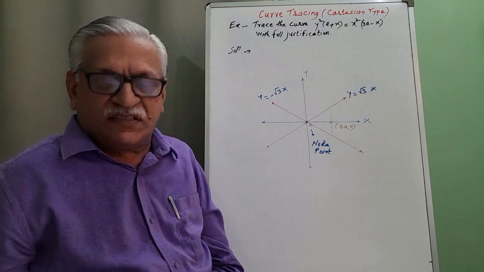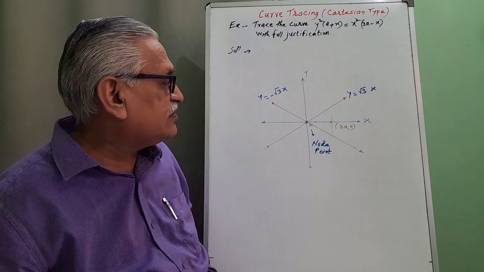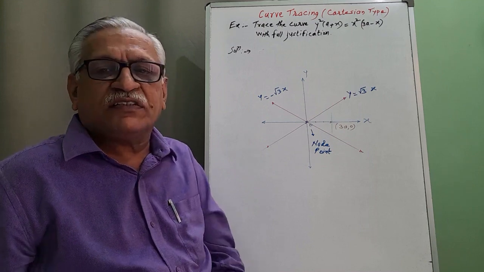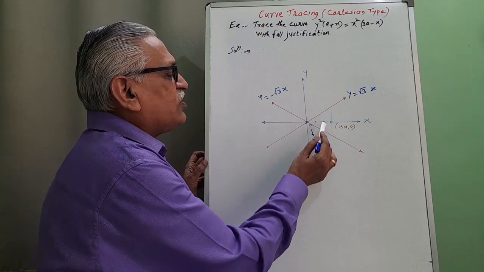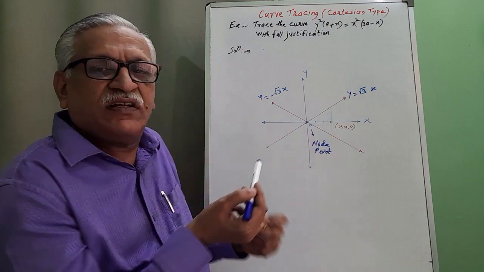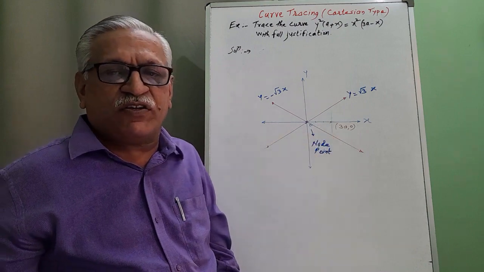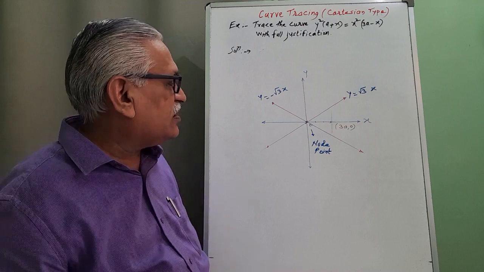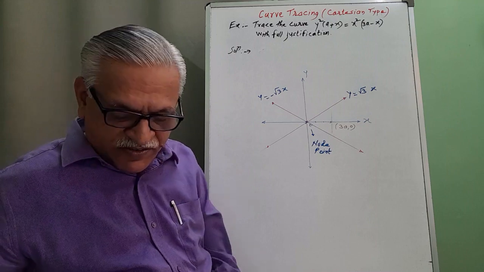Therefore, this is the tangent at that point of intersection. And due to tangent, the shape of the curve, whatever we have to draw, it must be parabolic. Then and then only we get a single point of intersection. Then asymptote. Asymptote is here, x is equal to minus a.